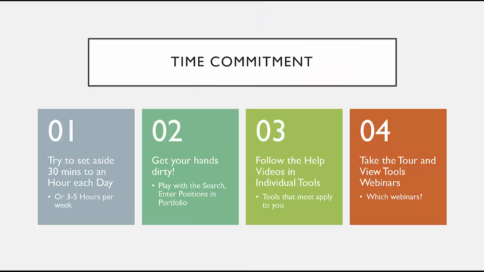What do I mean by a time commitment? Once you've set aside that you're ready to start your free trial, once you've got access, try to set aside 30 minutes to an hour each day, minimum of maybe 3 hours or 5 hours per week. Get your hands dirty. Go into the search tool, adjust the criteria, see how that affects the results. Enter positions, whether they're real or not, into the portfolio to get used to the tracking and managing and setting alerts in the powerful portfolio tools.